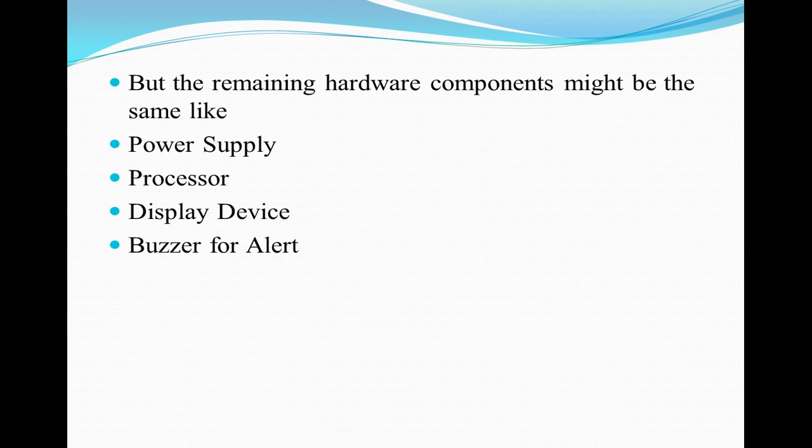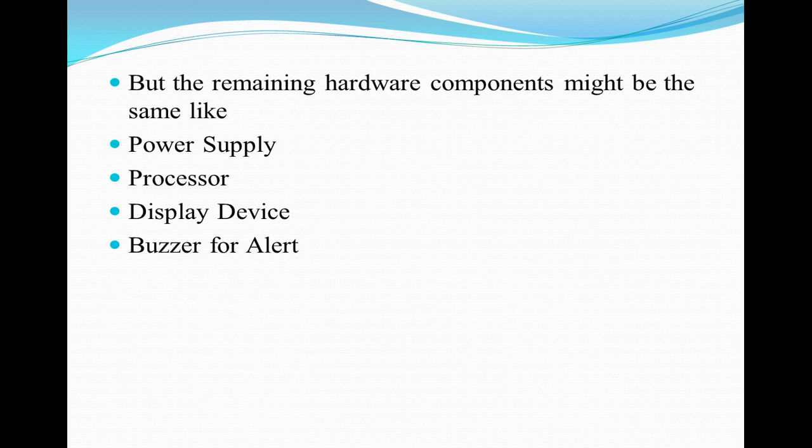So according to the application, there is specific designing of the hardware components, but the remaining hardware components might be the same. Like I told you earlier, the power supply, the processor, the display device and the buzzer for alert. These are the main components which are required for any application you design. Just the sensors which you are going to use are different according to the applications.